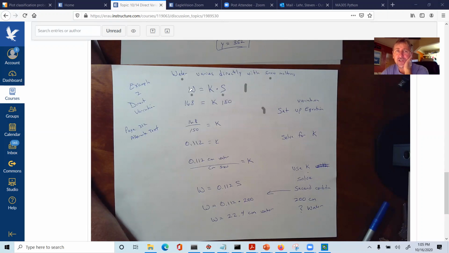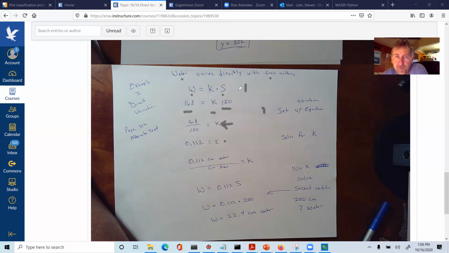So this was direct variation. Water varies directly with snow melt. We always put in this variation constant, which we saw is actually the slope of the line. The data in the book was 16.8 centimeters of water generated from 150 centimeters of snow. So then you determine what K is. They give you 2 of the 3 values, so isolate K and solve for it. 16.8 divided by 150 gives me 0.112.